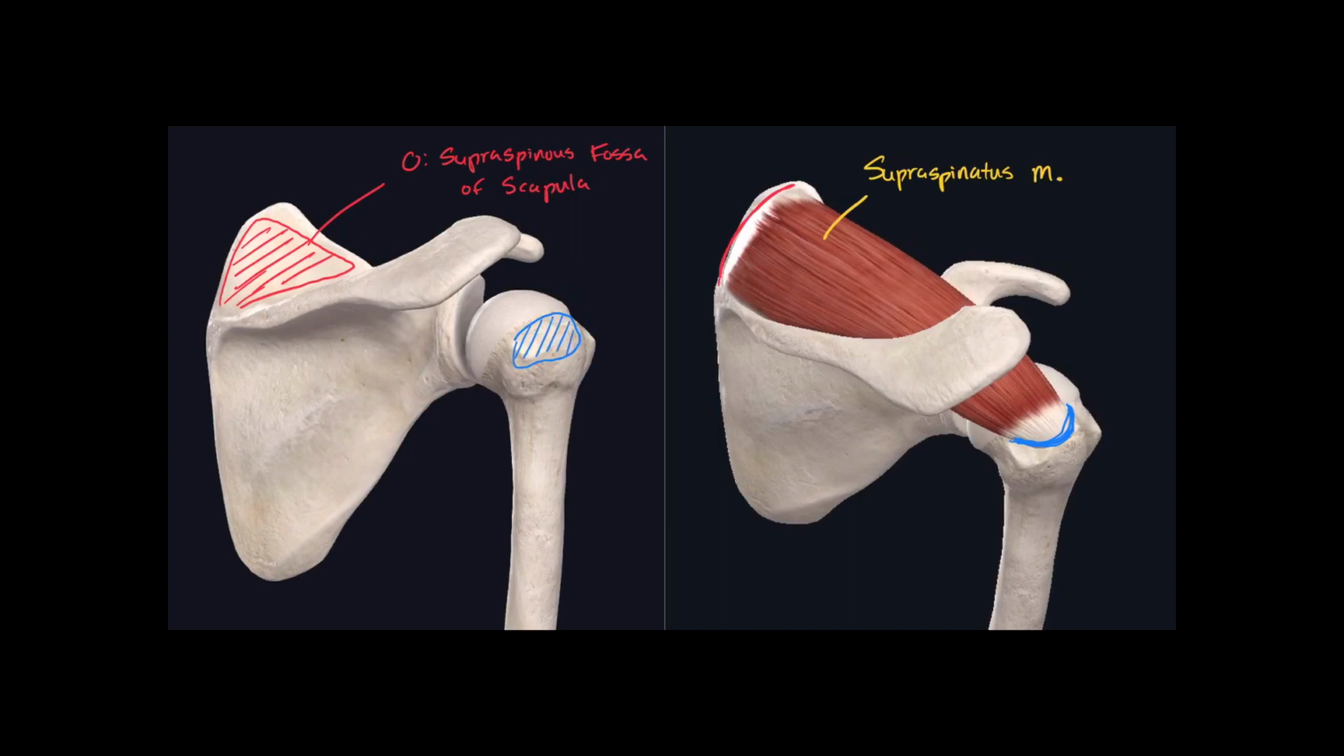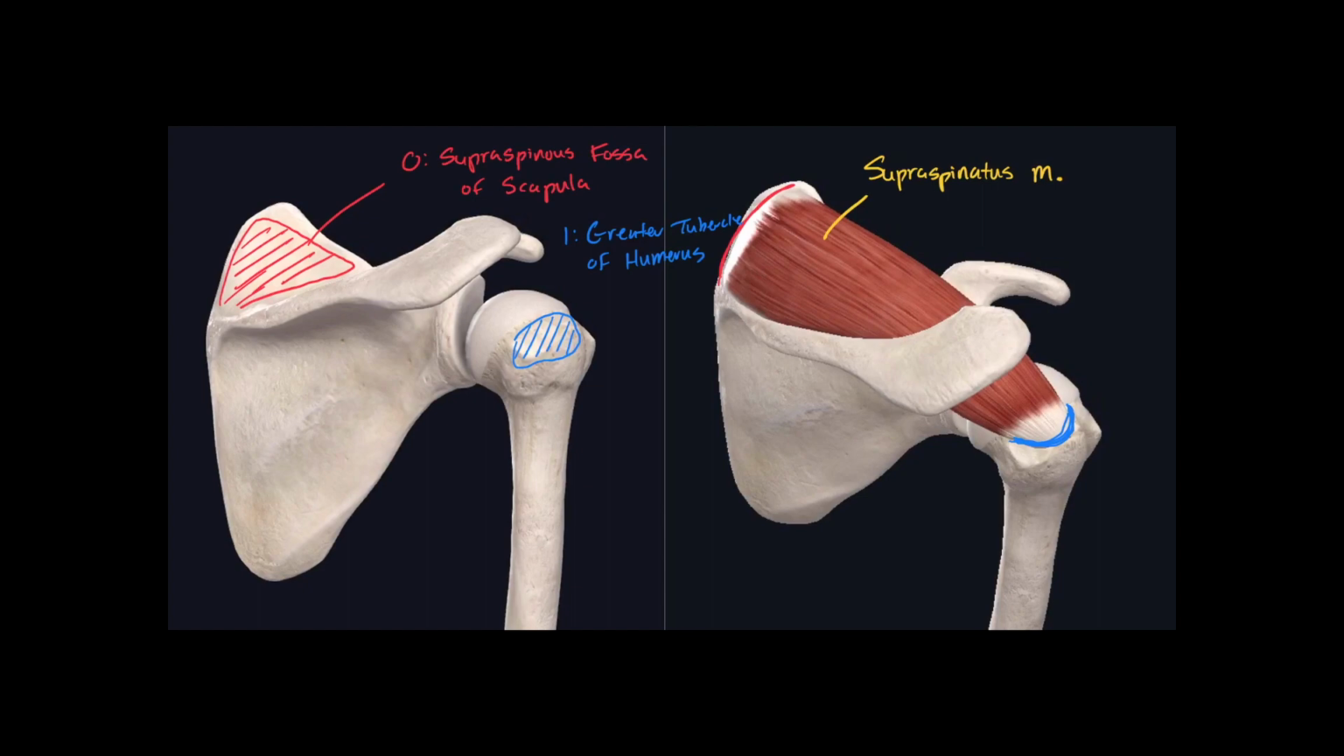Now, what was the name of this large bump? If we remember correctly, this is going to be the greater tubercle of the humerus. And that's the insertion point of the supraspinatus muscle. It wasn't that hard at all. You already discovered the origin and insertion of your first muscle. The origin is the supraspinous fossa of the scapula, and the insertion is the greater tubercle of the humerus.